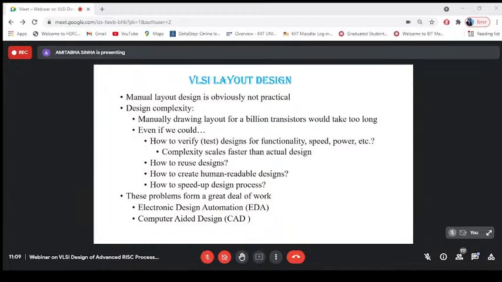So manual layout design is obviously not only impractical, it's impossible now. And design complexity, manually drawing layout for a billion transistors would take too long a time. As I said, that is virtually impossible. So we require some kind of design automation tool, which is known as EDA, Electronic Design Automation tool, or computer-aided design, basically the same. So using those tools, we'll be able to make the VLSI chip design. Slowly we'll go into how it will be made possible.